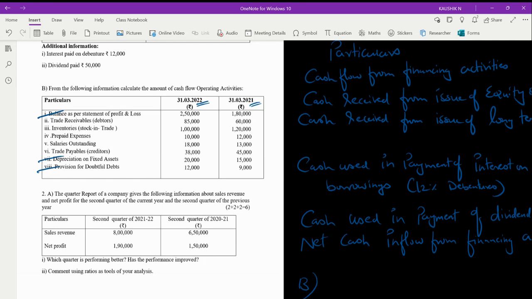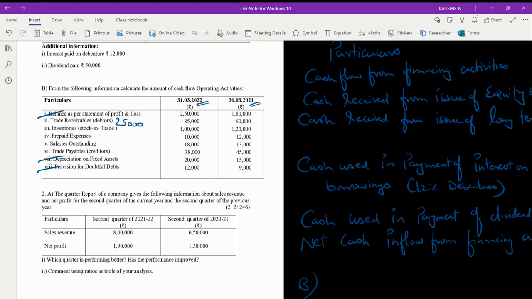And then there is some adjustment of working capital changes. Trade receivables, debtors: the value has increased. So increase in current asset. Will you add or subtract? It should be subtracted. So the difference is how much? 85 minus 65 is nothing but 25,000, right? So the 25,000 amount of debtors should be subtracted.